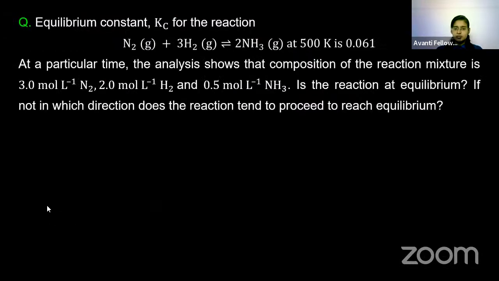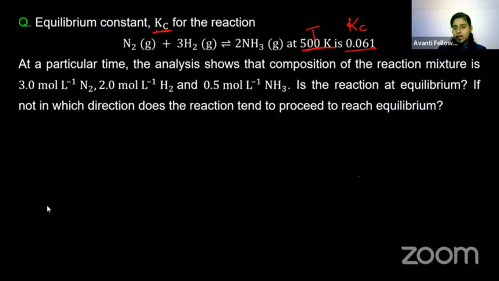So this is the question. Question looks bigger, but don't get scared of seeing the question. It is easy only. So listen. Equilibrium constant is given for this reaction. Equilibrium constant Kc value is given for this N2 plus 3H2 giving 2NH3 reaction. It is equal to 0.061. This is the Kc value. And the temperature is given as 500 Kelvin.